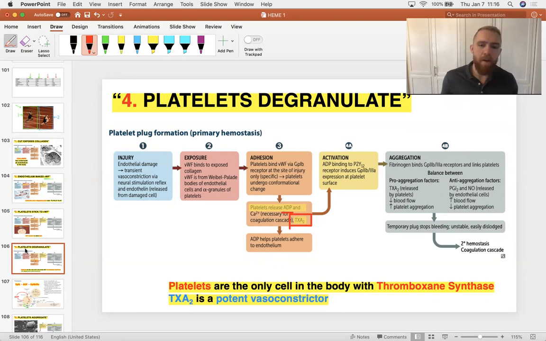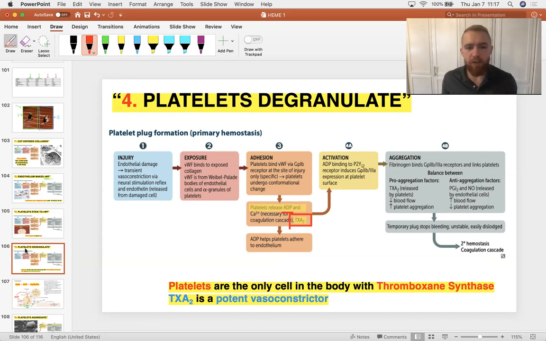So we said that being in a vasodilated blood vessel to a platelet is like playing Frogger on a 5-lane highway versus being in a vasoconstricted blood vessel, that's really easy. It's so easy to just stick on the wall. There's no motion around me. So thromboxane A2 is a vasoconstrictor that platelets make. And in fact, they're the only cells in the body that can make thromboxane A2.